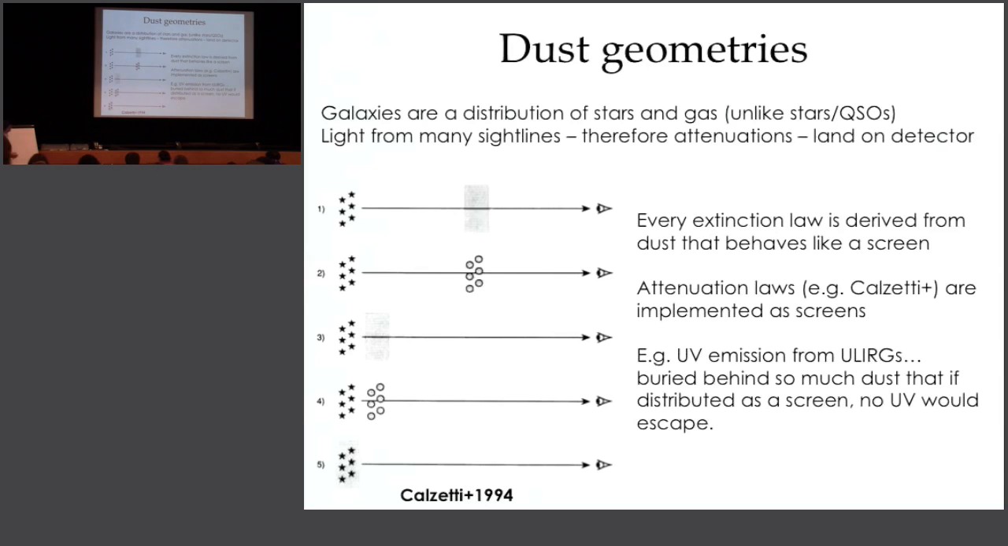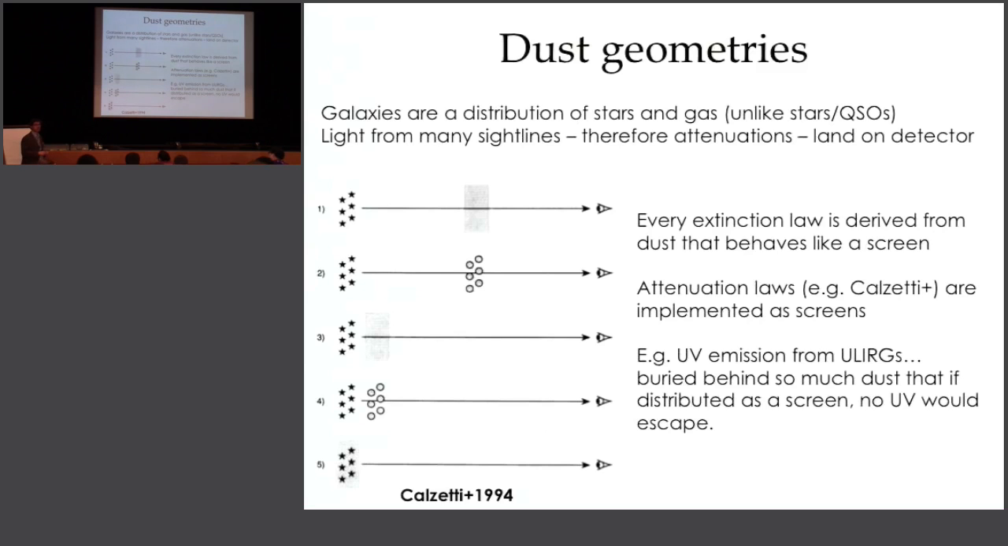What we normally do is apply extinction laws out of the box. And if you're applying extinction laws derived from starburst galaxies to massive galaxies in the high redshift universe, then you're not actually using the laws correctly. But yeah, measuring dust attenuation through SEDs is very, very easy to do, and it's not necessarily clear how to interpret the answer.